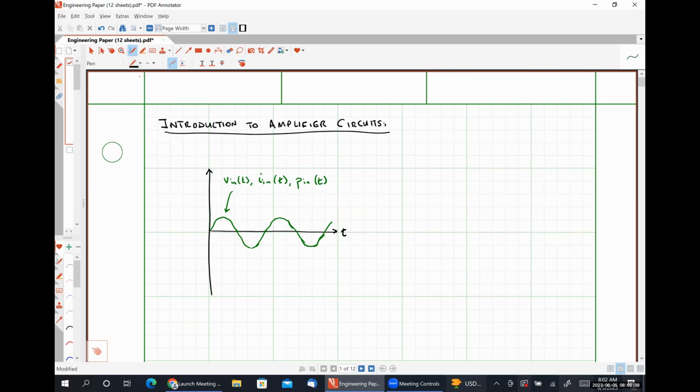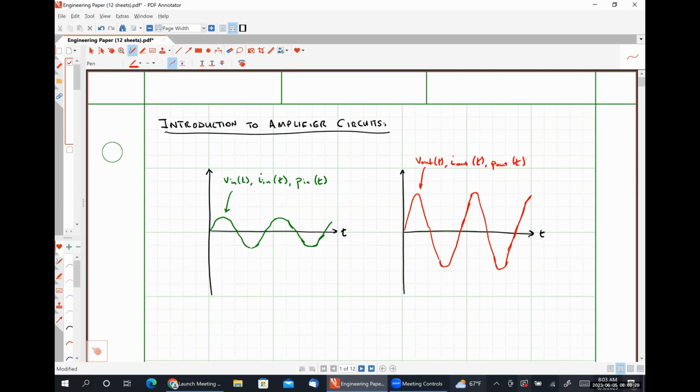And our goal is to make this input signal larger, such that our output might look something like this, where this curve in red also could be a voltage, current, or power waveform. Well, there are two distinctly different ways to accomplish something like this.